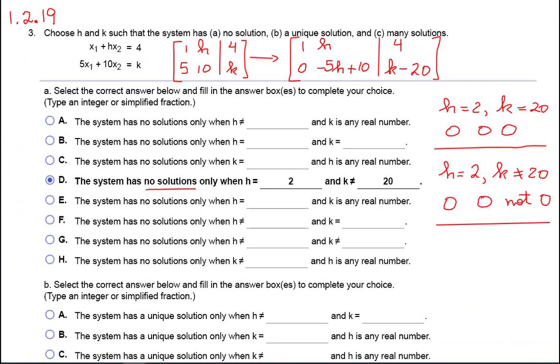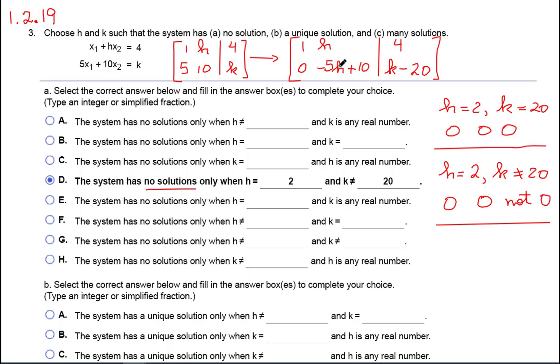In question 3, we have a system, 2 equations, 2 unknowns, but we have h and k in the problem. And so the question is, what happens if we change h and k? How would we get no solution, a unique solution, or many solutions? So in this situation, rather than use row reduce, I want to look fully at how h and k are involved in the process. So I'm going to use this one to get rid of the 5. So I've got minus 5 times row 1. Add that to row 2.